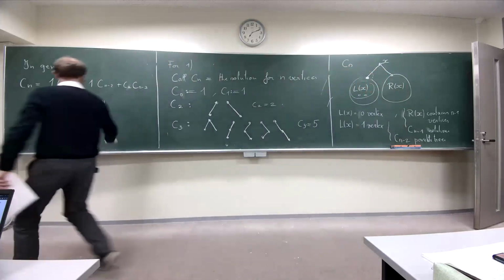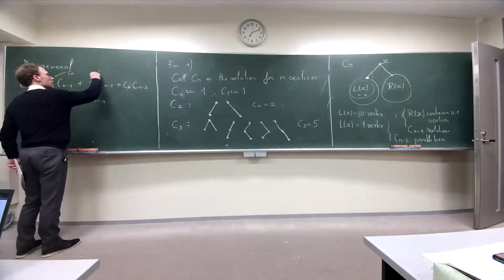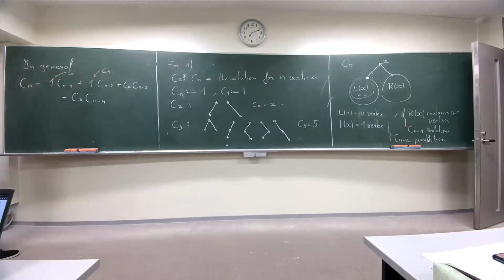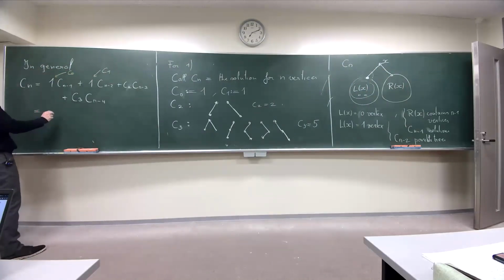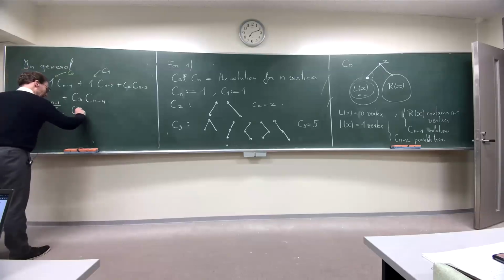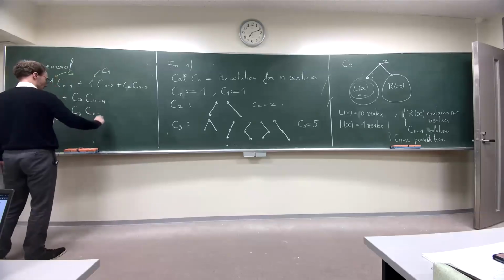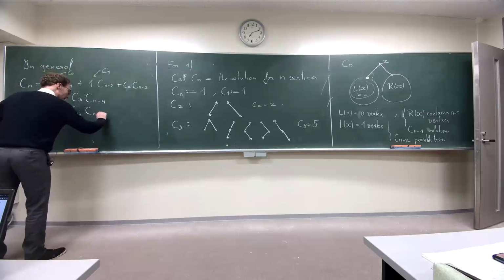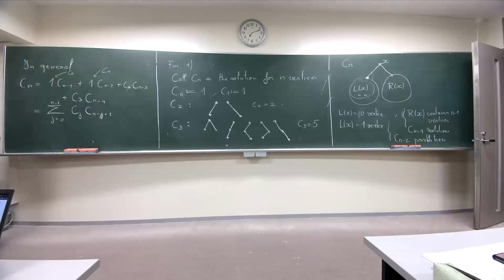And you observe now, this is C0, this is C1, and this is why I use this convention. So it means the total number is the sum for j from 0 up to n minus 1 of Cj times C(n minus j minus 1), probably. Yeah. All right.